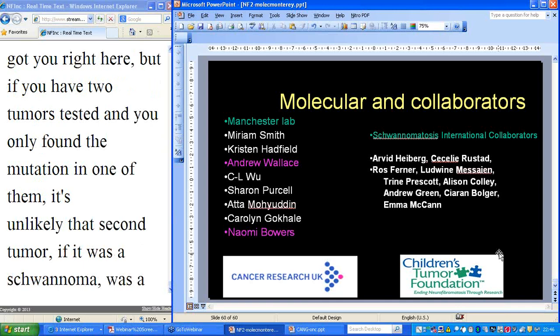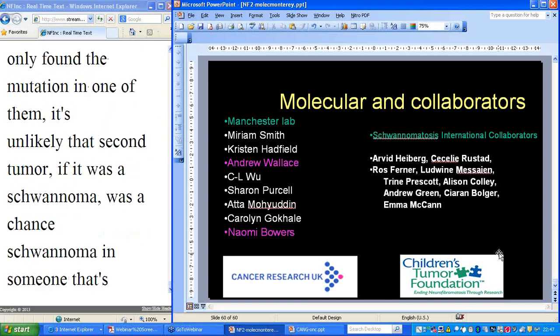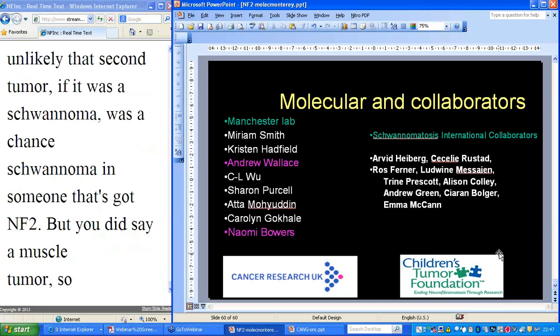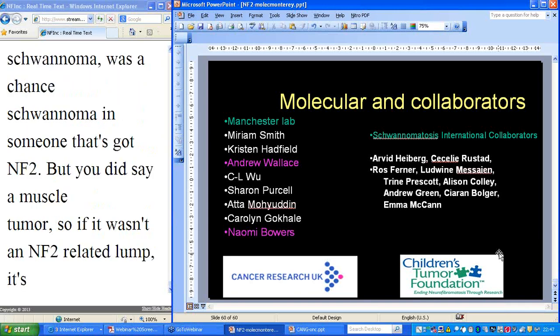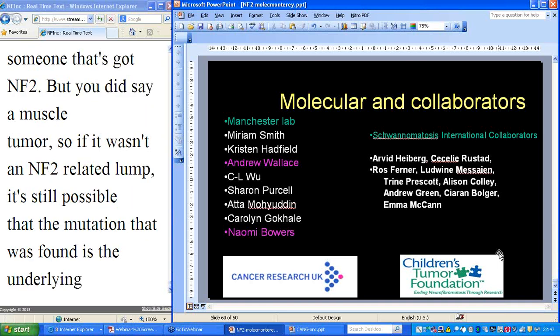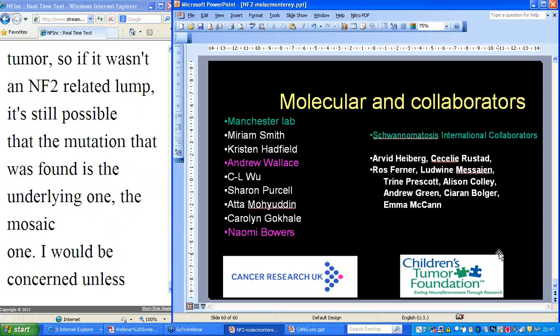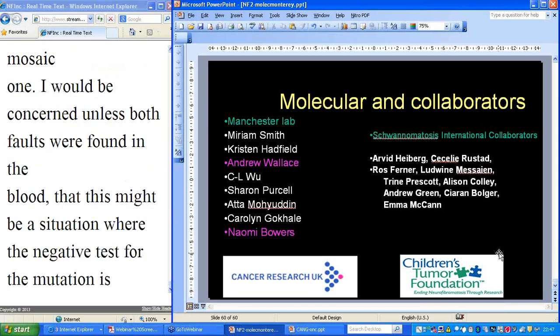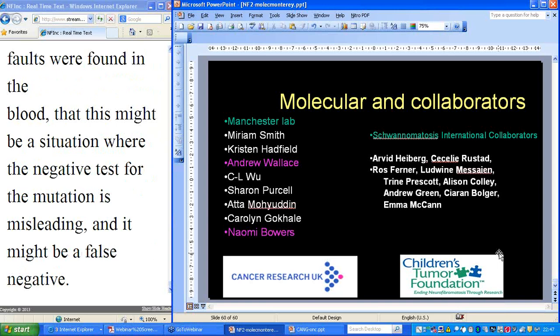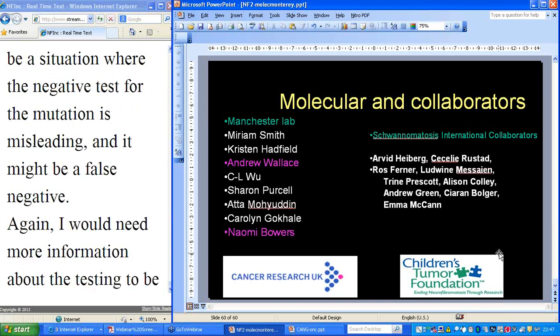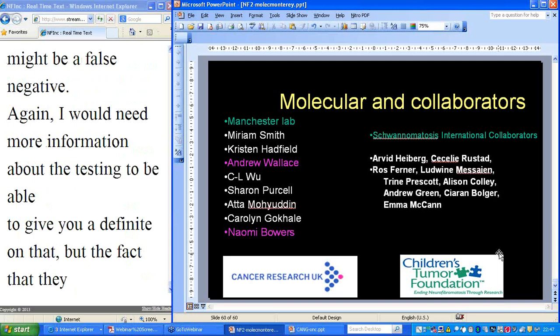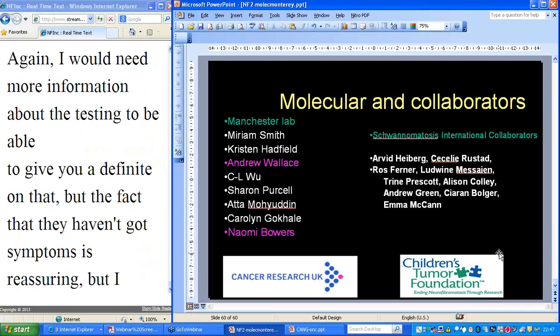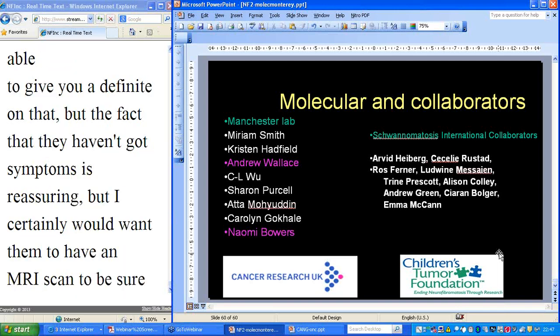But you did say a muscle tumor, so if it wasn't an NF2-related lump, it's still possible that the mutation that was found is the underlying one, the mosaic one. But I would be concerned unless both faults were found in the blood, that this might be a situation where the negative test for the mutation is misleading, and it might be a false negative. So again, I would need more information about the testing to be able to give you a definite on that. But the fact that they haven't got symptoms is reassuring, but I certainly would want them to have an MRI scan to be sure.